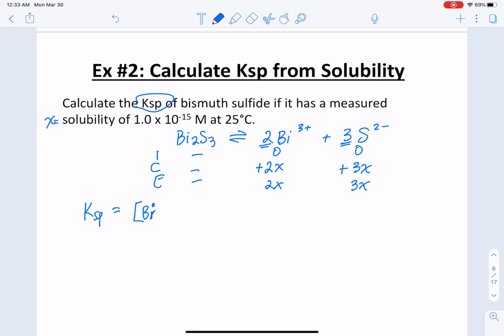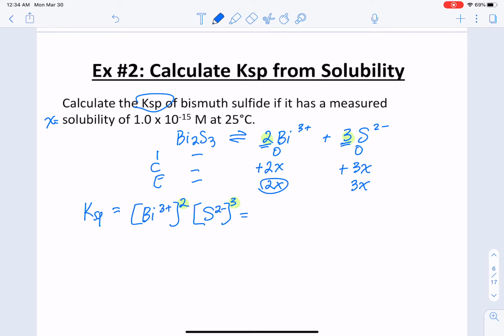Whoops, that's supposed to be bismuth there, and I'm going to fix that. So that has a positive 3 charge. Due to the 2, I'm going to have to square this. And then we multiply that by the concentration of sulfide. And due to that 3, I'm going to cube this. If you recall, we use the coefficients as our exponents.